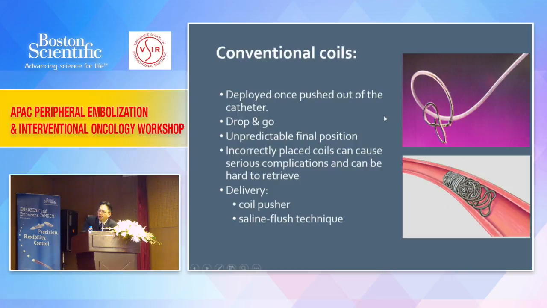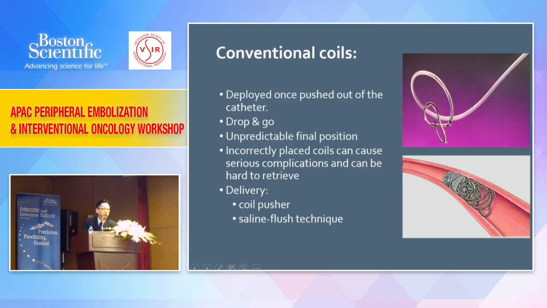The conventional coils are pushable coils. You deploy once you push out of the catheter, drop and go, with unpredictable final position, and an incorrectly placed coil can cause serious complications and is hard to retrieve. Okay, the delivery is by coil pusher. Use a coil pusher, or you can use the saline flush technique if it's in a safe position.